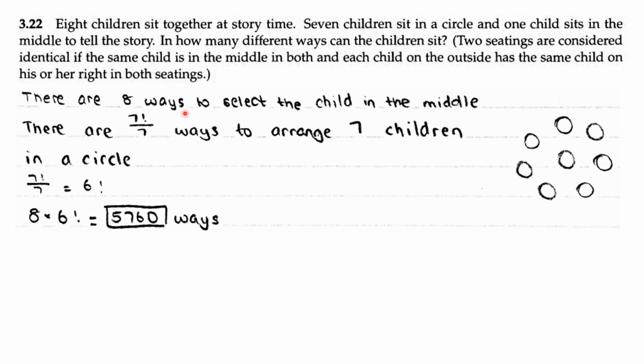So there are 8 ways to select the child in the middle because there's 8 children. So there's 8 ways for this child, and there's 7 factorial divided by 7 ways to arrange 7 children in a circle, because there would be 7 factorial ways to arrange 7 children in a line, but in a circle there are rotations, so you divide by 7. So 7 factorial over 7 is also 6 factorial. So you multiply these two, 8 and 6 factorial. So there's 5,760 ways to arrange 8 children.